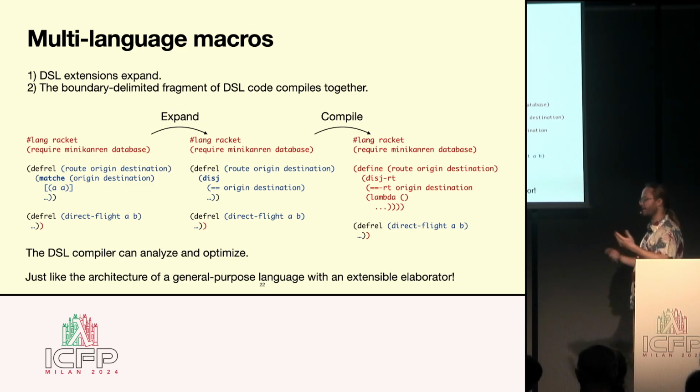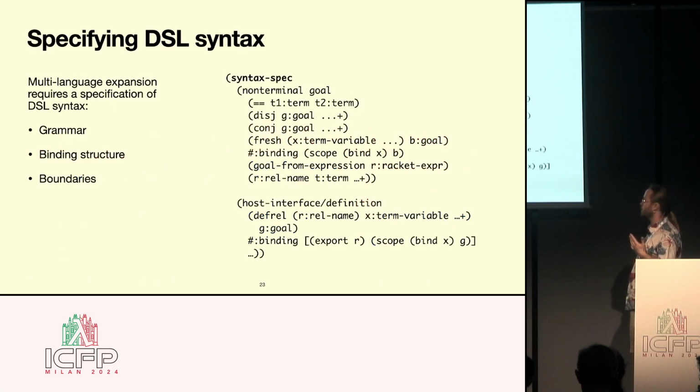In order to lift that architecture to domain-specific languages, the implementation of this expander has to know about the structure of the core language of the DSL. So that thing that has equalities and disjunctions and defrels but doesn't have matche, right? We have to specify something about that syntax in order to be able to implement this expansion process. So that's where the inspiration from language workbenches comes in: we are going to have a meta-domain-specific language for specifying the structure of that core language. And it's going to include things like grammar and binding structure and the language boundaries.